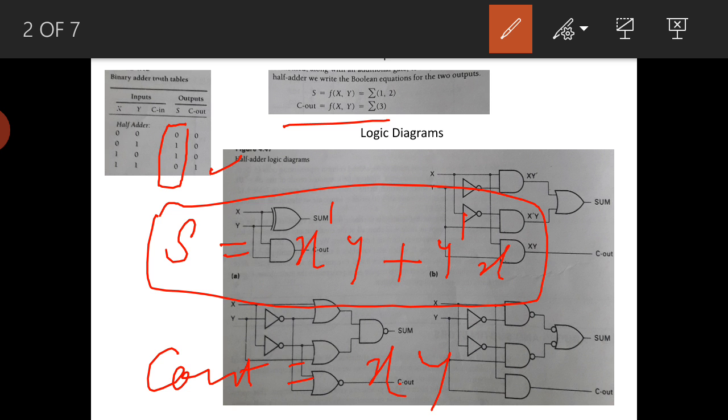If you see the boolean equations for sum and carry, x bar y plus y bar x is nothing but the boolean equation for the XOR gate. So we can write s equal to x XOR y, and this c out is nothing but x dot y, which is an AND gate.